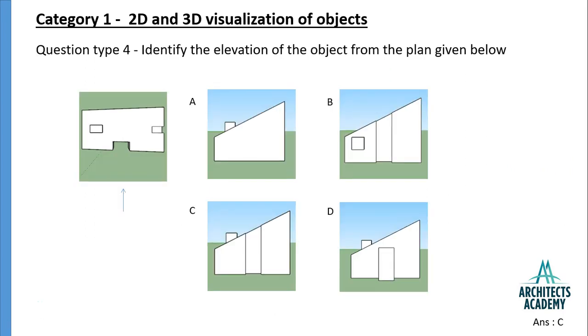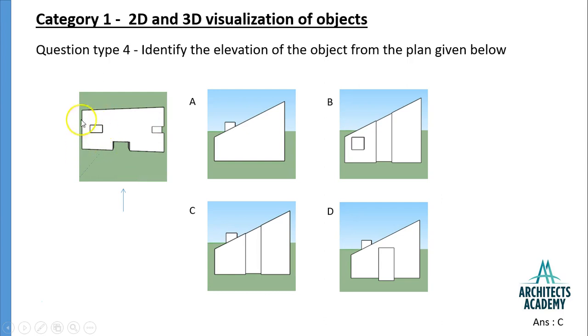Now in question type 4, they might ask you to identify the elevation of the object from the plan which is given. So in this case, there is no 3-dimensional object which is shown to you. Only the top view of an object is shown, and you are asked to identify the elevation or side view of an object. So in this case, I am standing on this side of the object and looking at the object from this side. So this is the plan of the object which I can see.